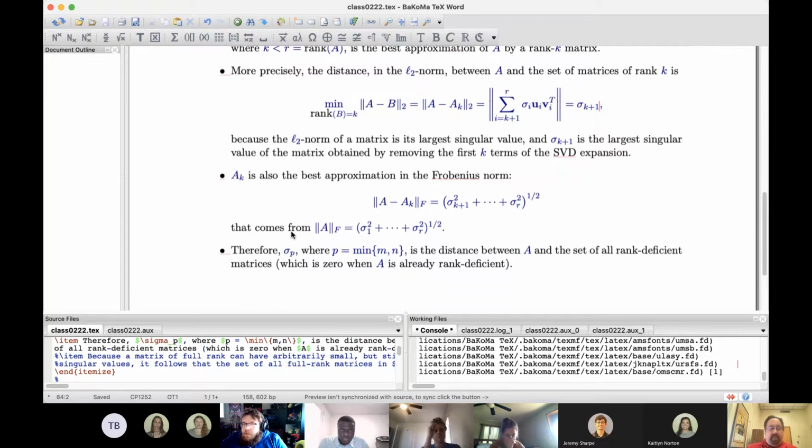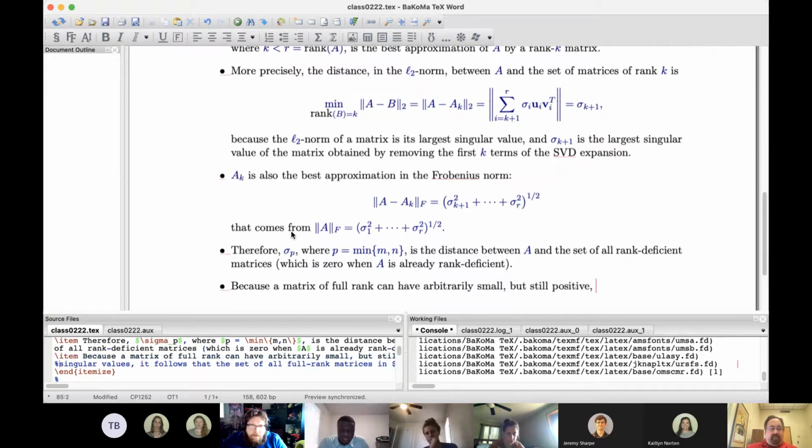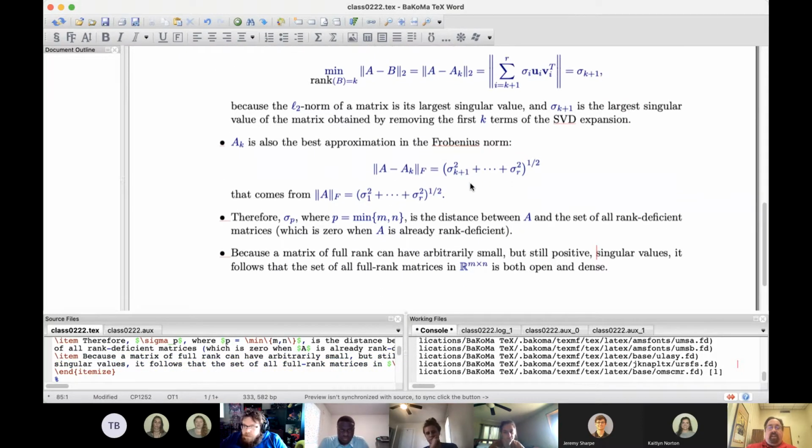Now, one thing that this tells us is if a matrix A is full rank, that means all the singular values are non-zero, but they can still be arbitrarily small. So that tells us that if you take all full rank matrices, and apologies to anyone who's traumatized or triggered by the real analysis talk, the set of all full rank matrices is open and dense.